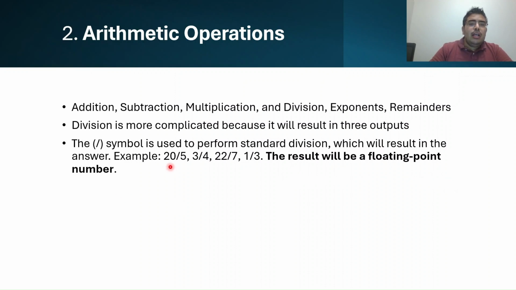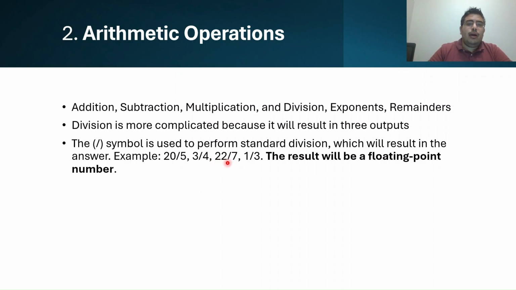So in this case, 20 divided by 5, 5 times 4 equals 20. That's going to be 4. But in Python, when you're dividing a number, the result is always a floating point. So it's going to be 4.0. I'll put 4.0, and we'll see that during the coding section. 3 divided by 4, that's going to be 0.75.